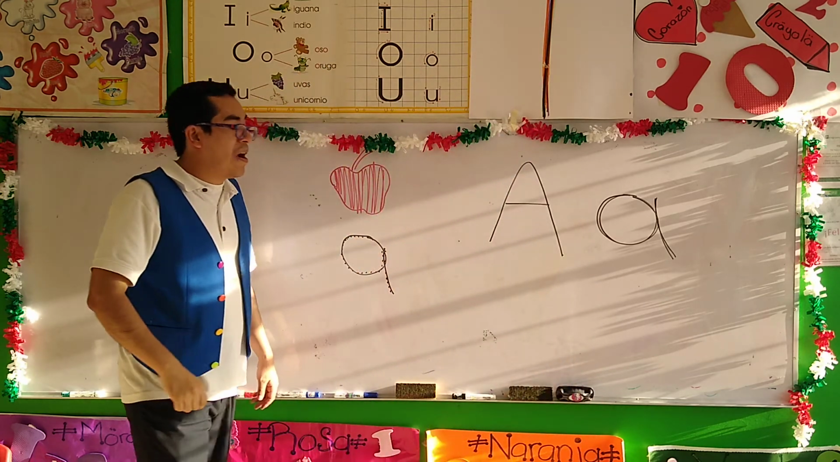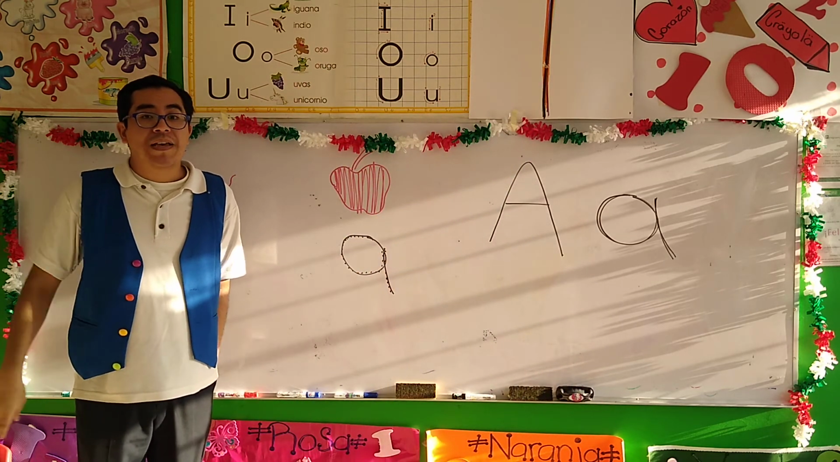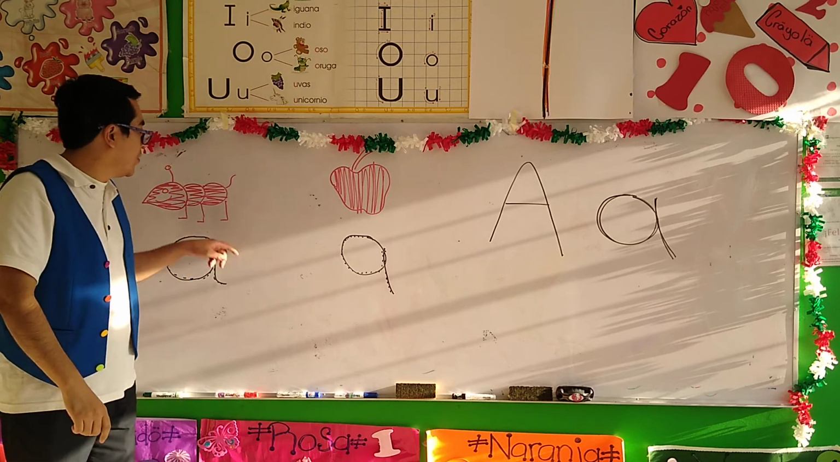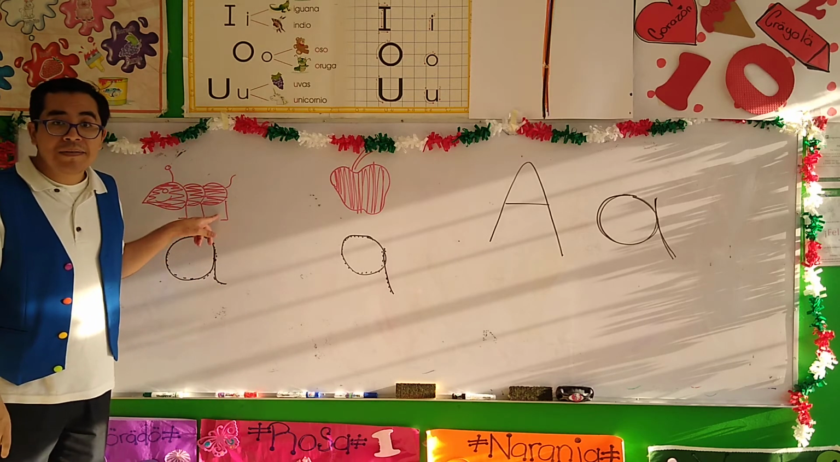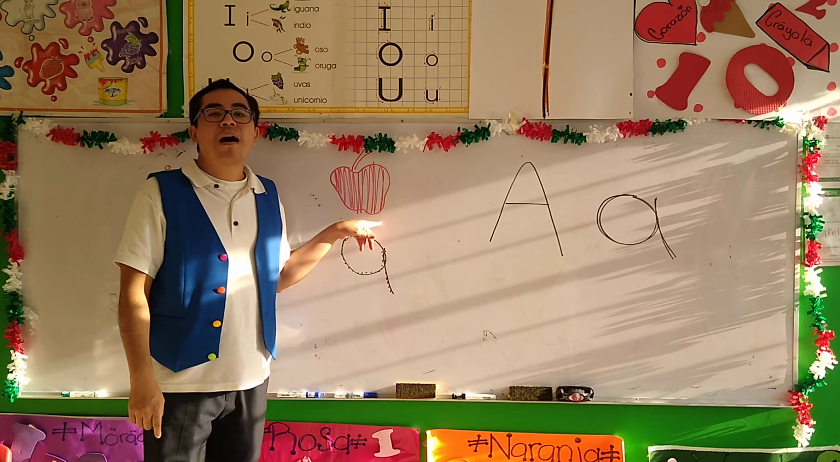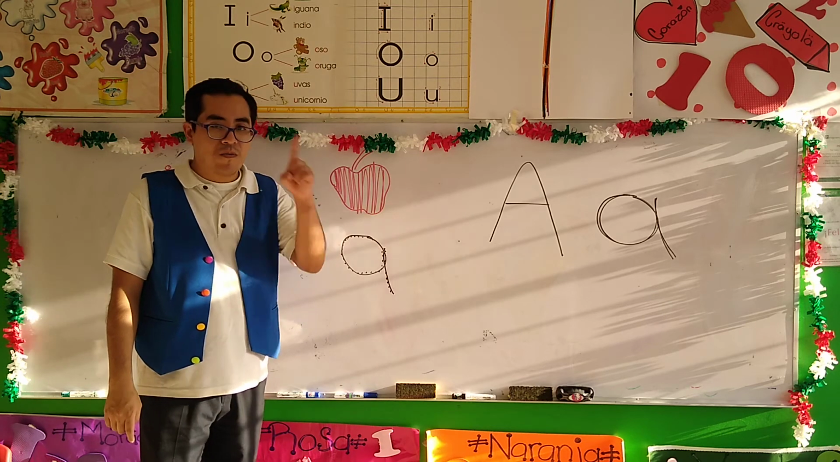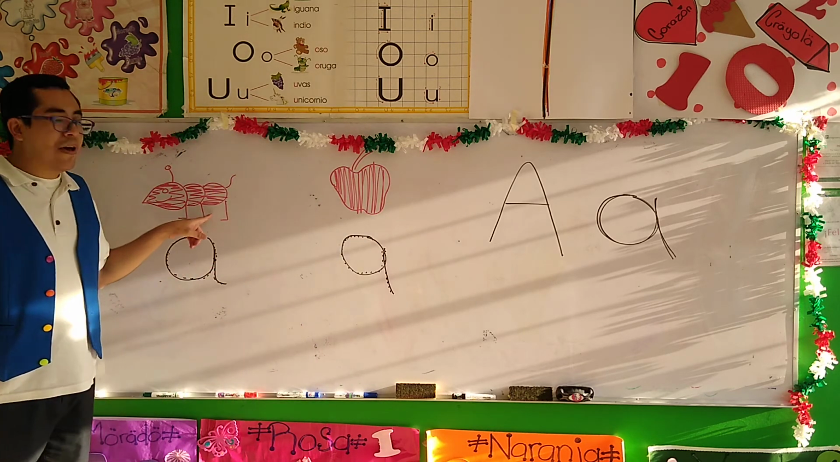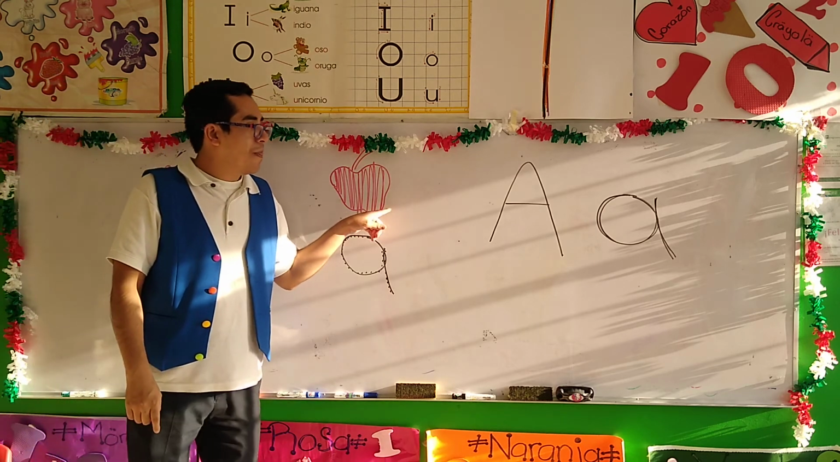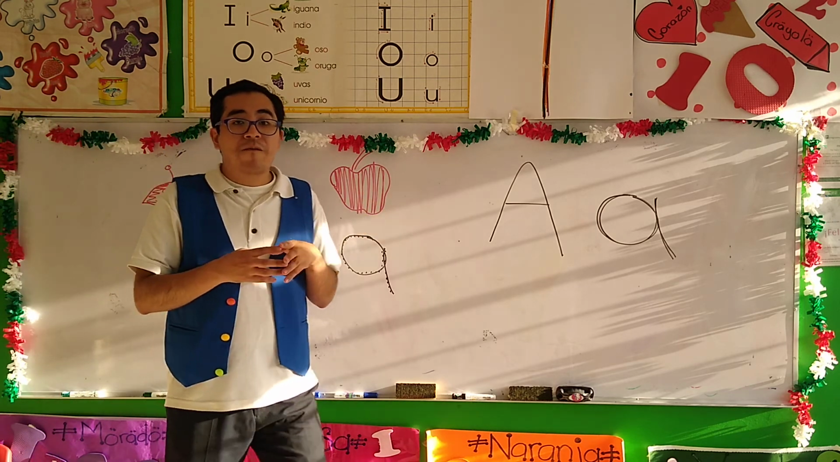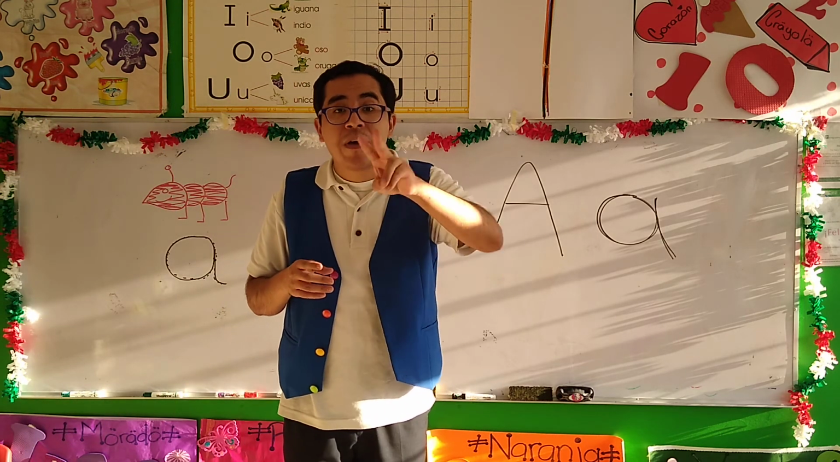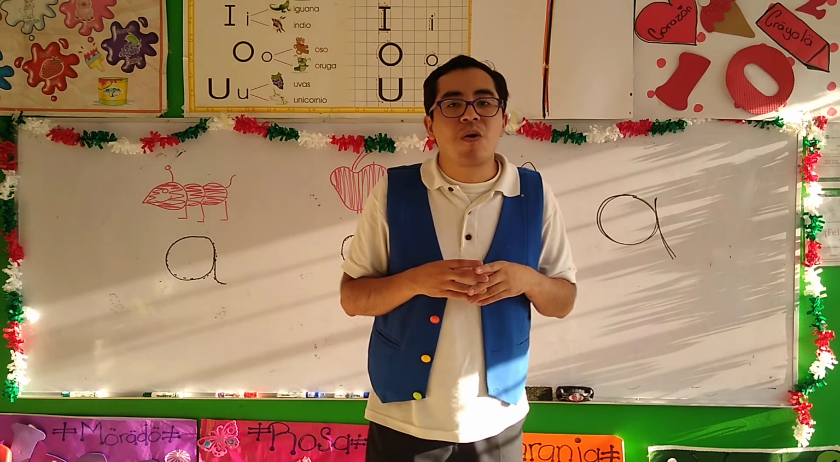Very good. Now, what about the objects? Let's remember the objects. Ant, apple. One more time. Ant, apple. And don't forget that both objects are color red.